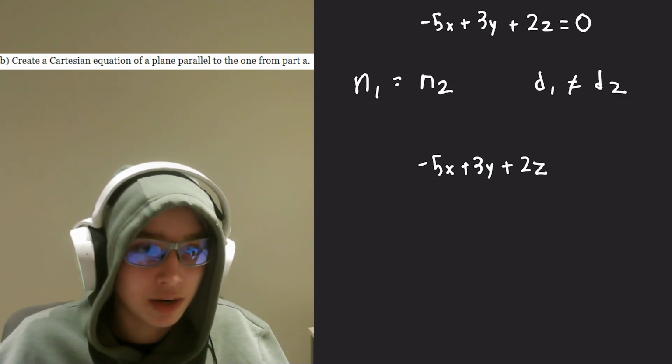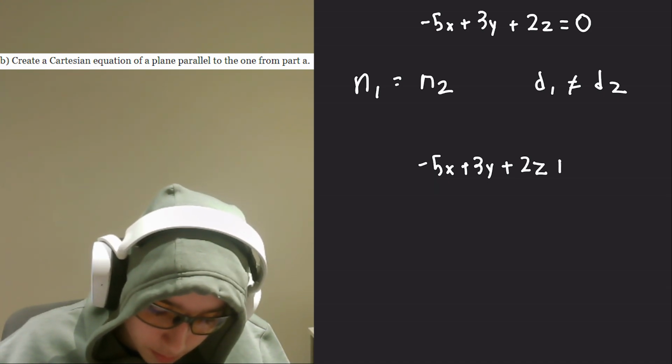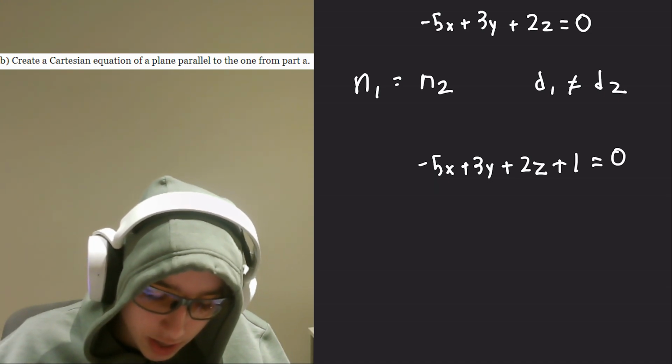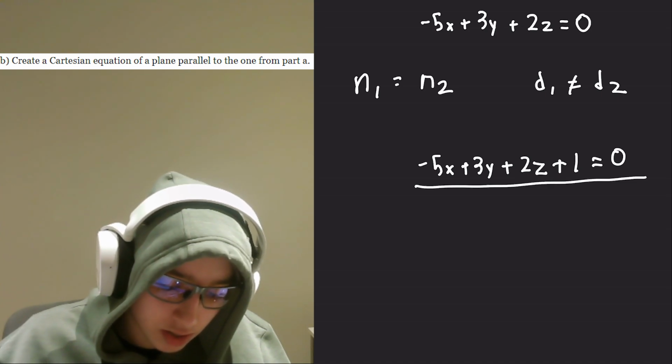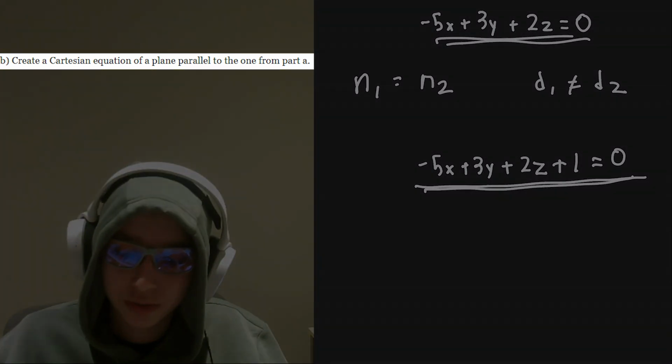So I say just keep it as simple as we can and just make our d value 1. So we'll do plus 1 is equal to 0. And that gives us a Cartesian equation that is parallel to the one from part A. Let's move on to the next question.